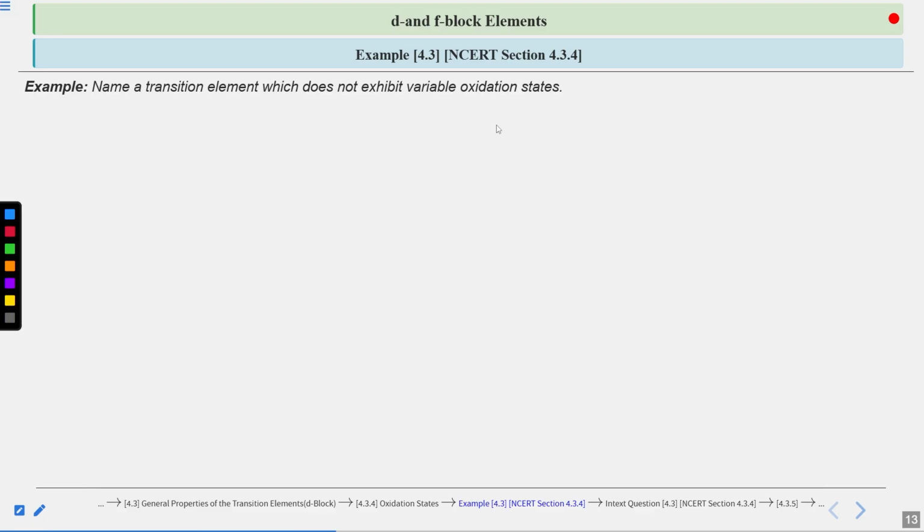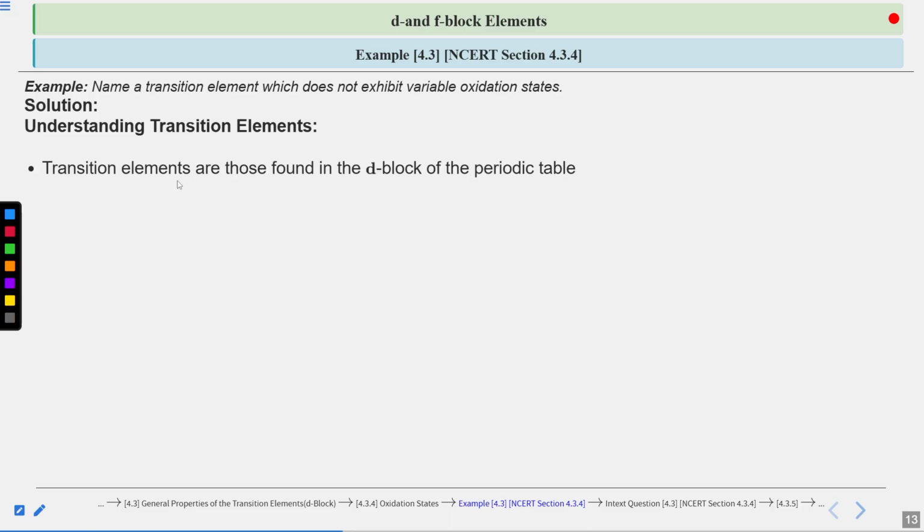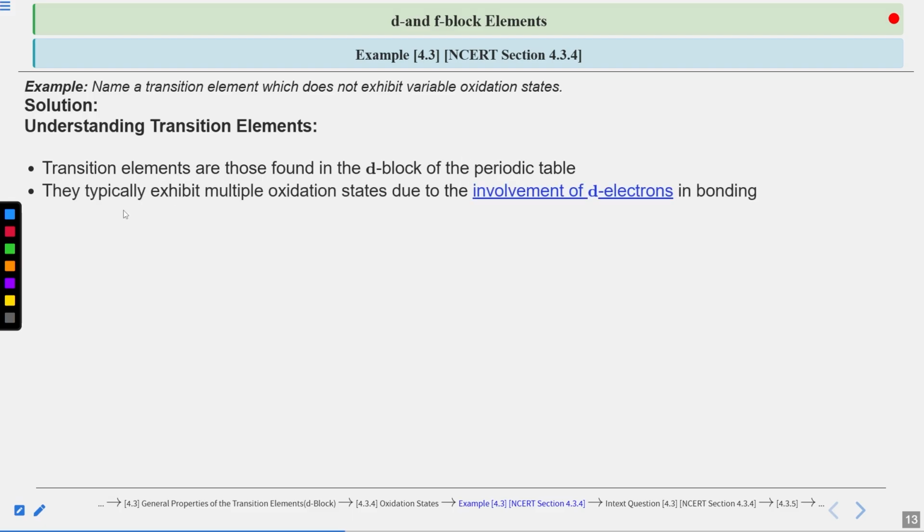So for this example, let's understand the transition elements first of all. The transition elements are found in the d block of the periodic table. They typically exhibit multiple oxidation states due to involvement of d electrons in the bonding.